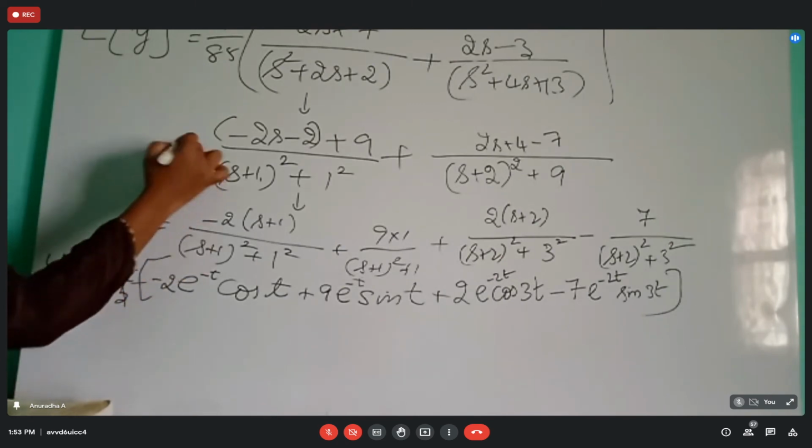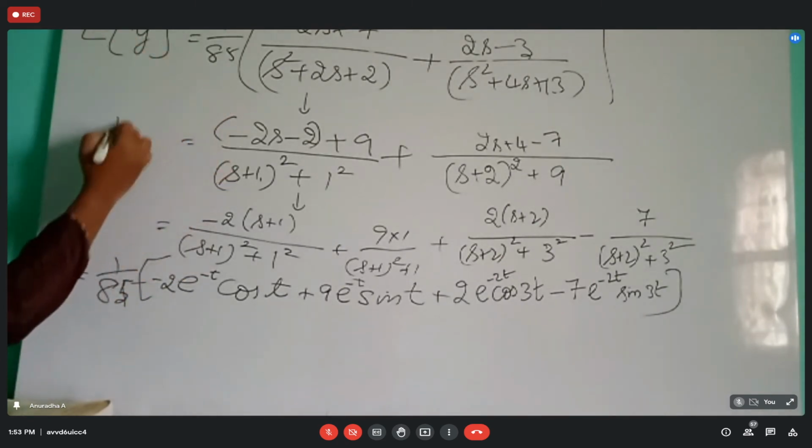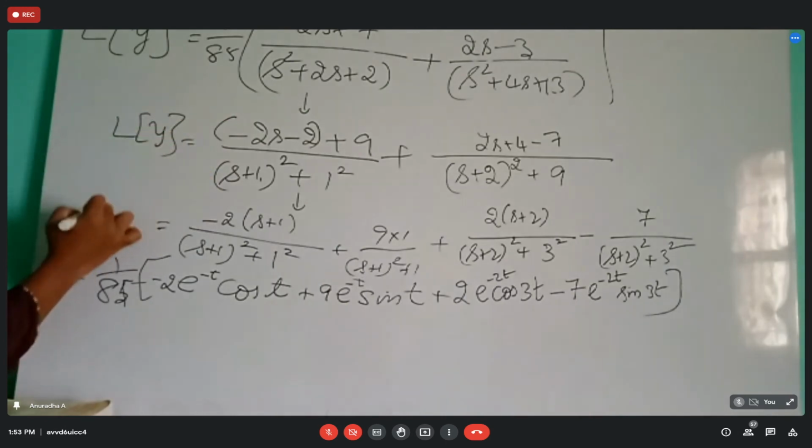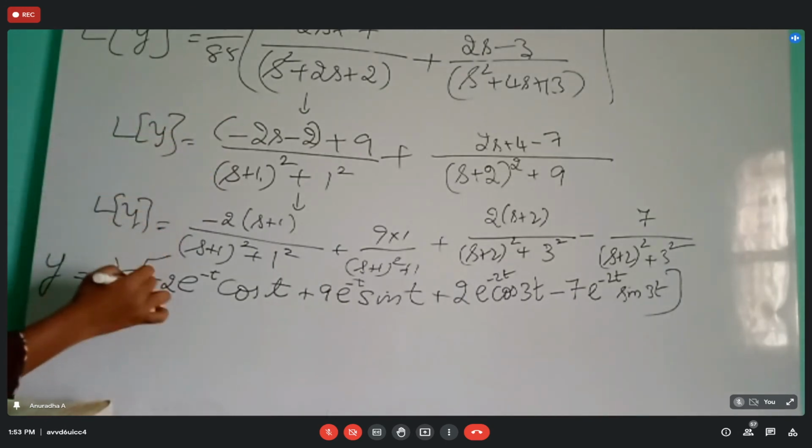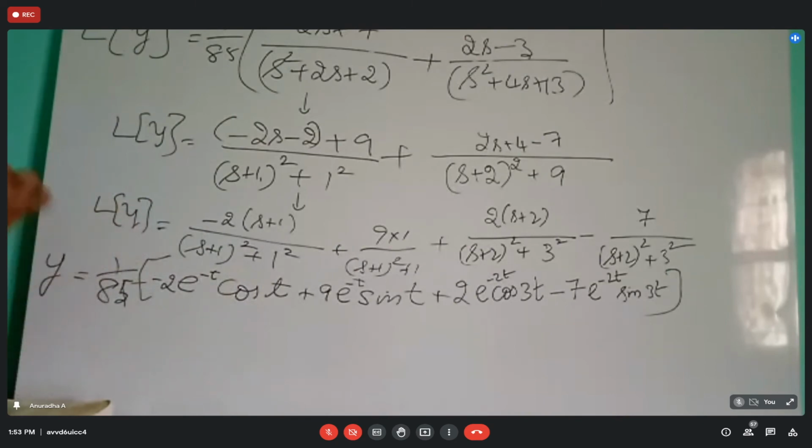Till this we have written in S domain, L of y only. But the last answer, in T domain, we have written, means what? We have done the inverse Laplace. So the answer is y equal to 1 by 85 times this answer. So like this, we are using Laplace transform to solve an ordinary differential equation. So with this, the unit is over.